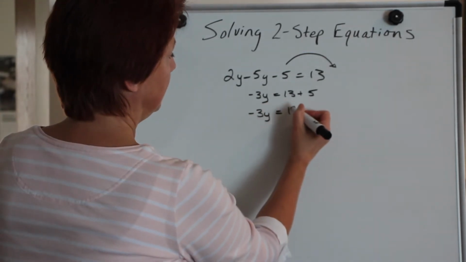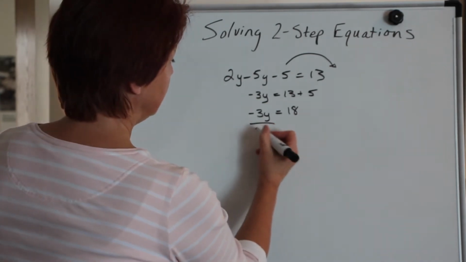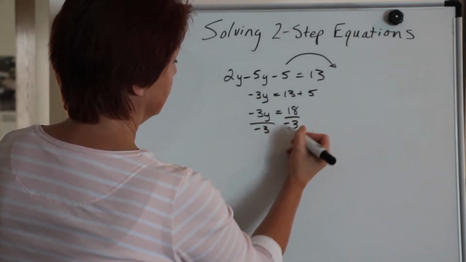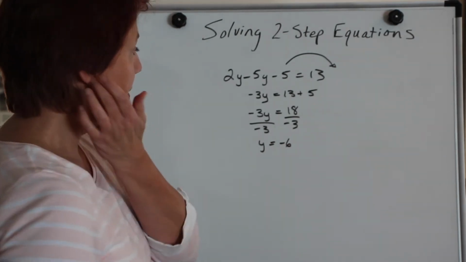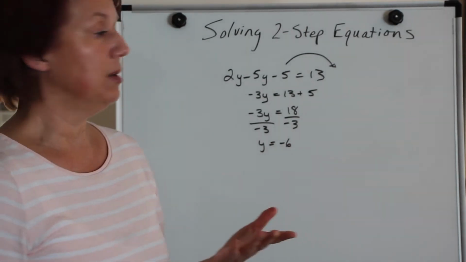Add 13 to 5 to give me 18. And to finish off, we just divide out the -3 for y is equal to -6. Now remember, you can always check your work and see whether you've got it right.